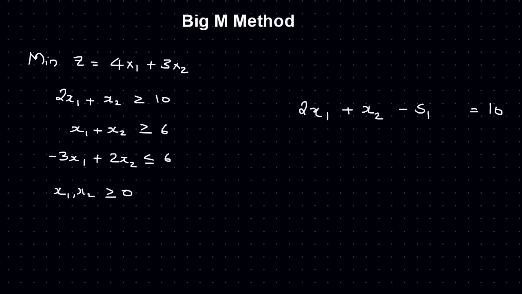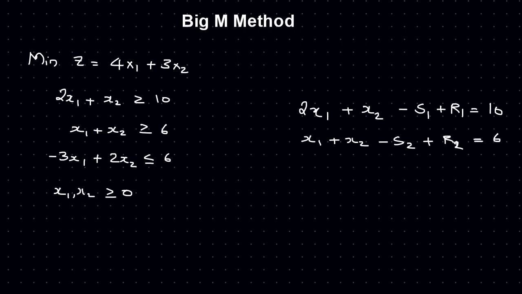In order to avoid that issue, we add another variable, an artificial variable, and we denote that by r1. Now we have a variable with coefficient equal to 1, and we can have coefficient 0 in the other constraints. Similarly for the second equation, it becomes x1 plus x2 minus s2, and we add an artificial variable. Here it won't be r1, instead it will be r2, and that equals 6.